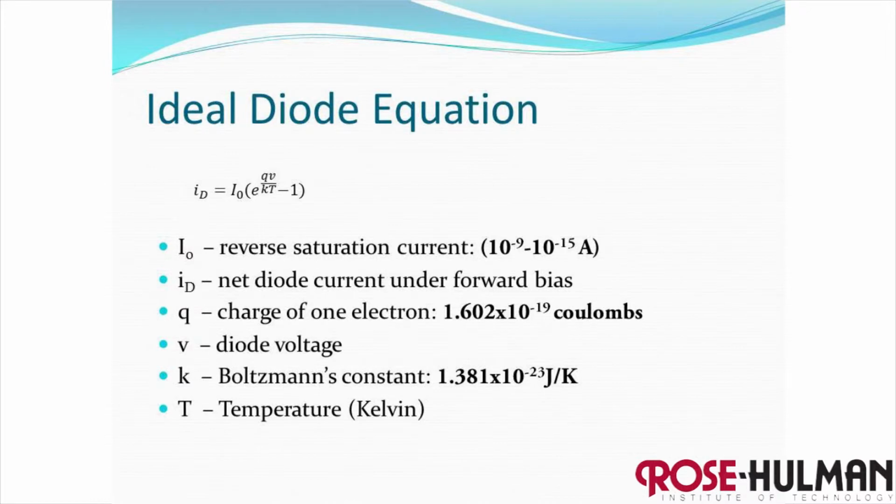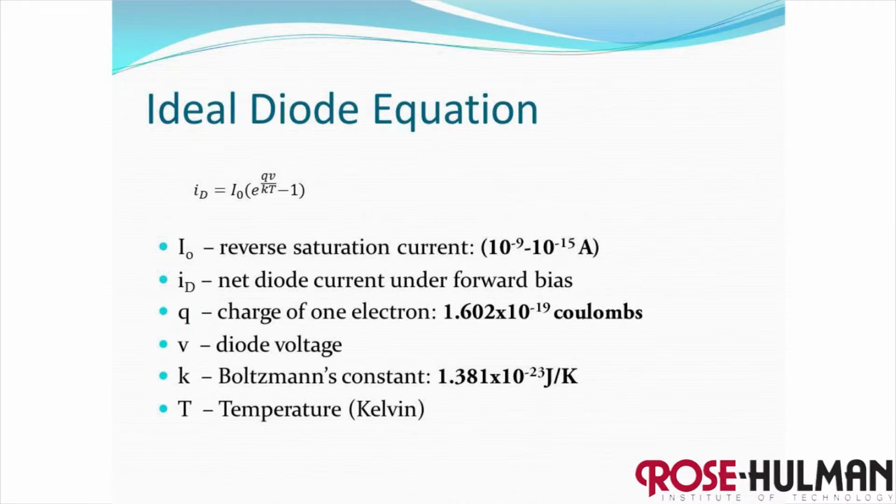The ideal diode equation expresses a diode's current as a function of its voltage. The equation is I_D equals I_0 times (e to the power of qV over kT, minus 1). I_0 is the reverse saturation current, which is about 10 to the negative 9 to 10 to the negative 15 amps. I_D is the net diode current under forward bias.